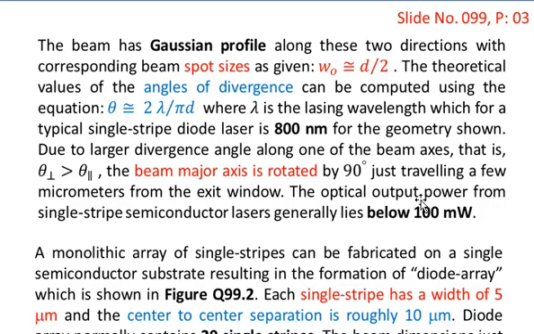The optical output power from a single strip semiconductor laser generally lies below 100 milliwatts. So you see that you can determine the limit of the upper power: we cannot obtain a power greater than 100 milliwatts from such a single strip semiconductor laser.